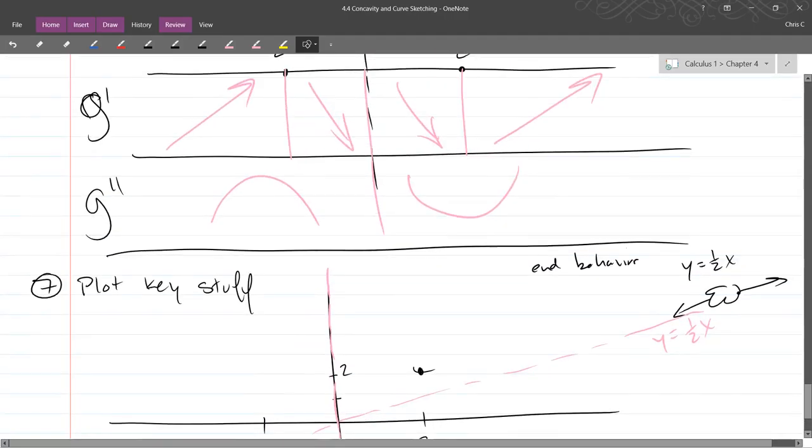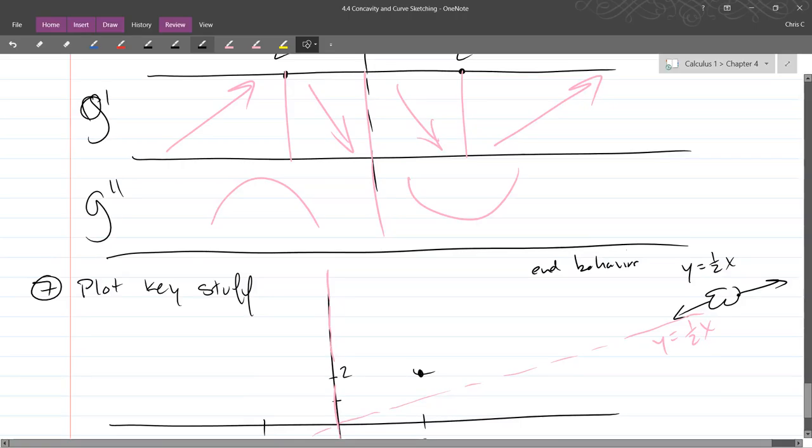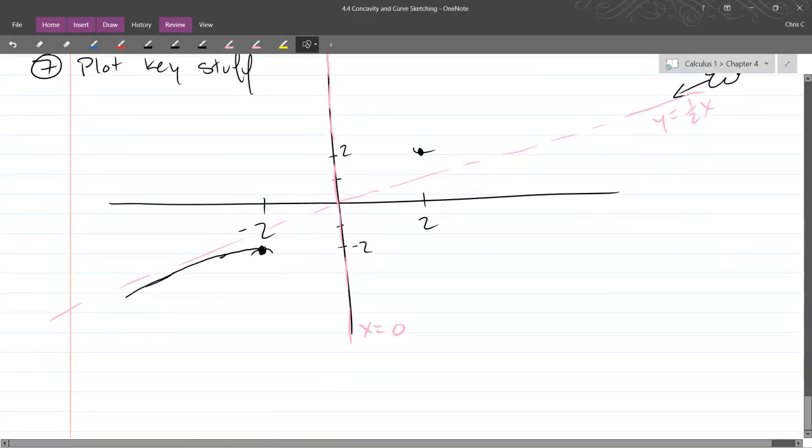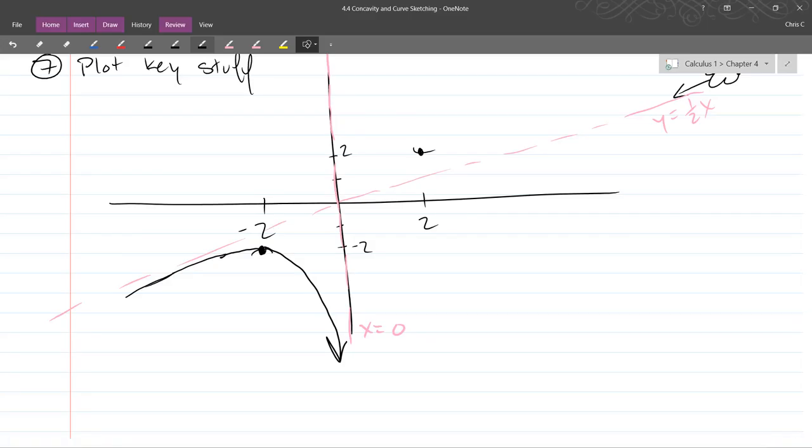All right, we are still concave down, but we're going to be decreasing from negative 2 to 0. So concave down, decreasing, it's going to make us approach the vertical asymptote like that. Still concave down, but now we're decreasing.